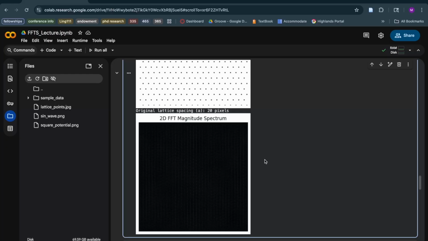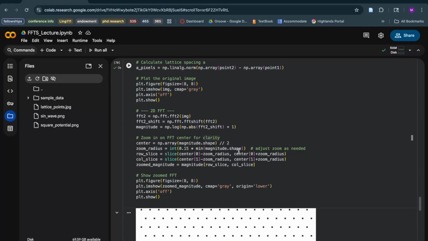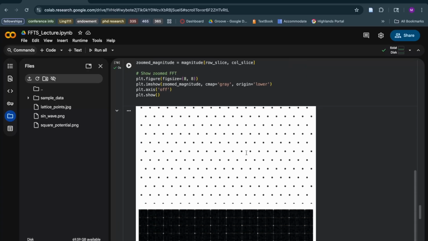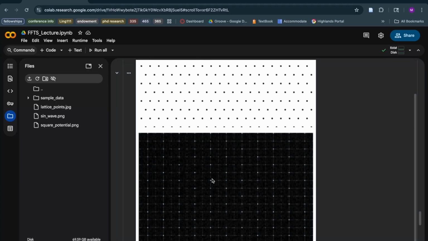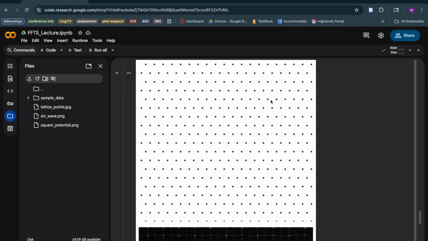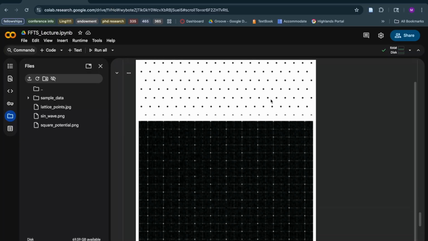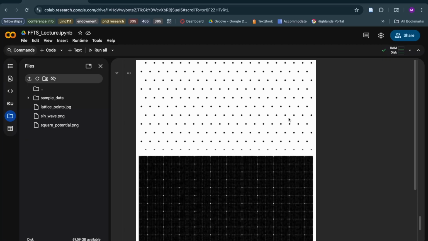It's hard to see. So if we add a little bit of code, this is the same thing, but zooming in so that we have a little bit of clarity. These are the lattice points, and here is the fast Fourier transform. Looking at this, you're probably like, these look like the exact same image, right? Because we just have points and then we have points. So you might be wondering, what is actually the difference between these two images?